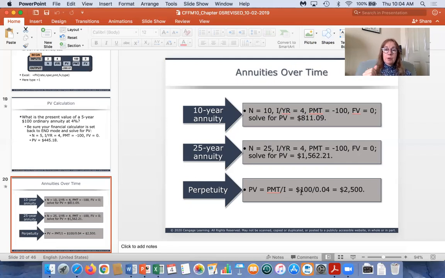Well, that's actually called a perpetuity. And the formula for a perpetuity is the payment divided by the interest rate. $100 divided by 0.04 equals $2,500. So if I had $2,500 in an account, think about it. What's $2,500 times 0.04? $100. So if I had $2,500 in an account earning 4% interest, I could take $100 out a year and never touch the principal. So that's essentially what a perpetuity is.